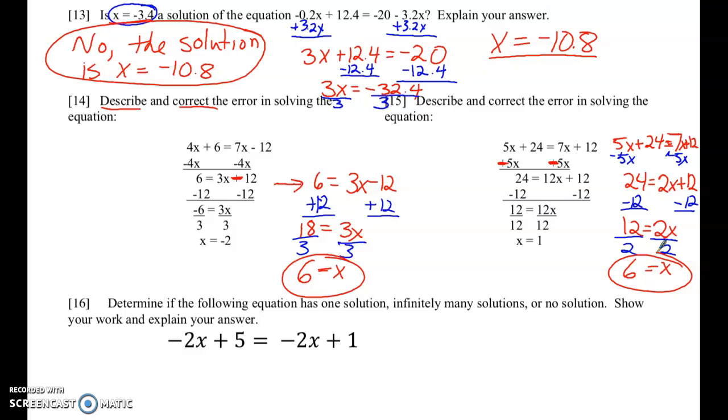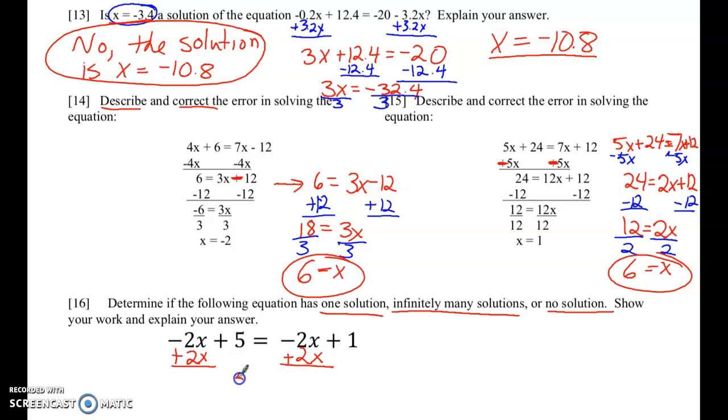Looking at number 16. So we've got to solve the equation, but what we're really trying to figure out is if it's one solution, infinitely many, or no solutions. But to do that, we have to solve it. So I'm going to start moving things. I've got to move my variables to one side. So I'm going to add 2x, add 2x.